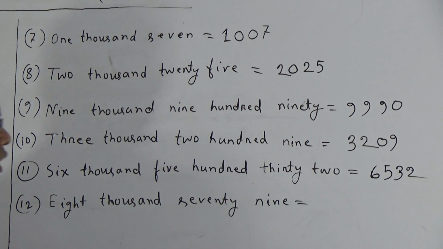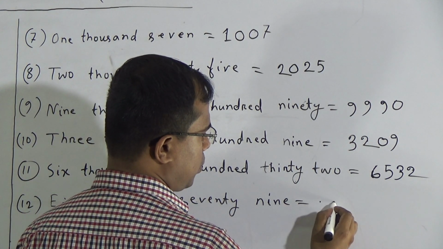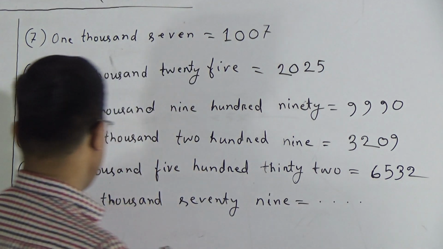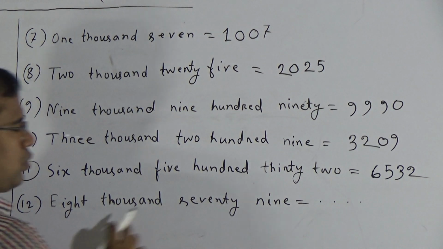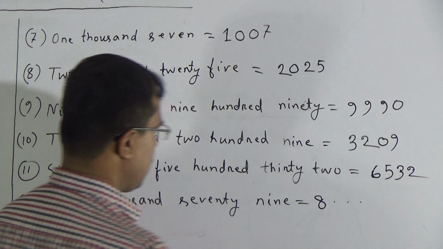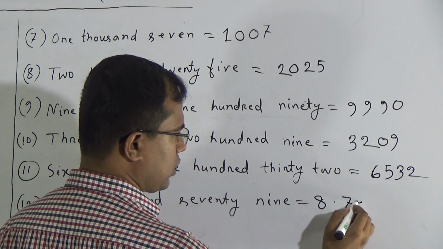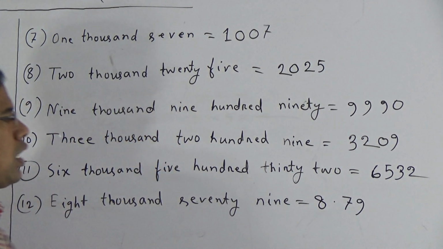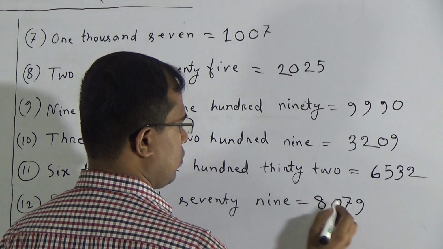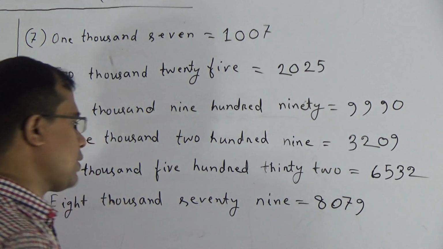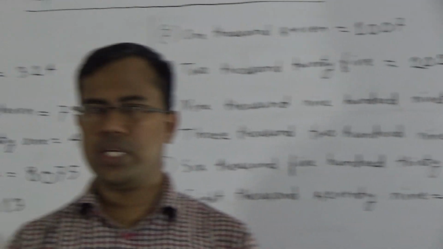8,079. Thousands place exists, so we will take a total of 4 places, 1, 2, 3, 4. And in the thousands place we have to write 8. 8,000. Then 79. In the tens place we will write 7, and in the ones place we will write 9. So here the hundreds place is blank, and in this blank place we will write 0. This is 8,079. Okay, students, we have finished our today's CW.